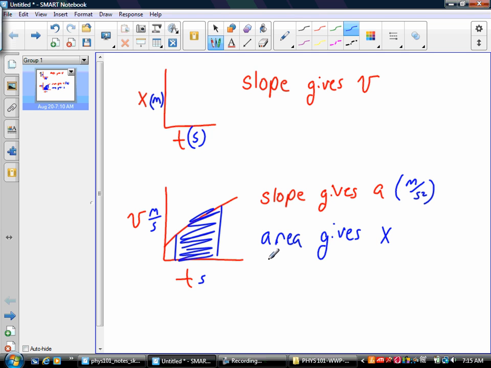Now, area is going to be the y-axis times the x-axis to get the area under that graph. And if you look at the units of that, that's going to be meters per second times seconds, and those units will cancel out, which will give us meters, which are the units of x.